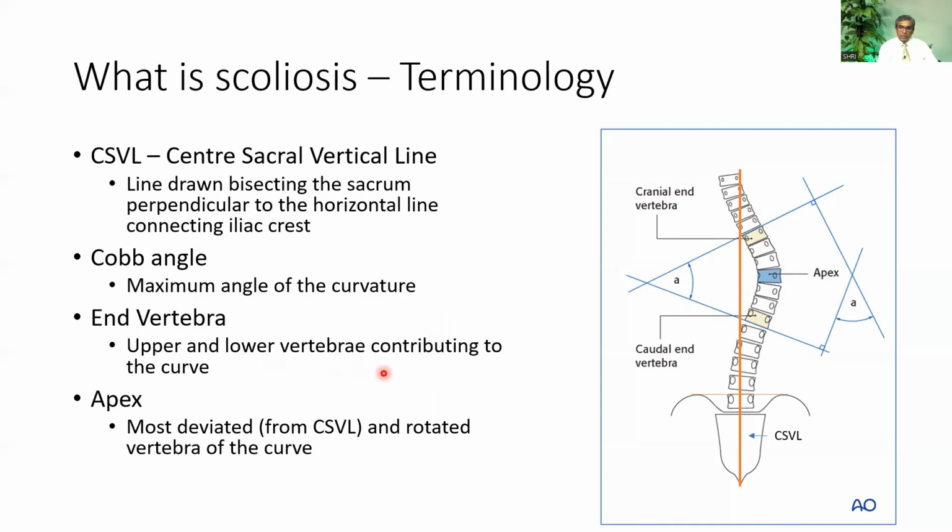So end vertebrae are the uppermost and the lowermost vertebrae which contribute to each curve. So if you take this curve, this is the top vertebra which is contributing to this particular curve, and this one is the lowermost one. So this is the upper end vertebra, the one which is superior, and this is the lower end vertebra. And apex, or the apex of the curve, is the vertebra which is deviated furthest away from the center sacral line and the one which is most rotated. So each curve will have an apex.